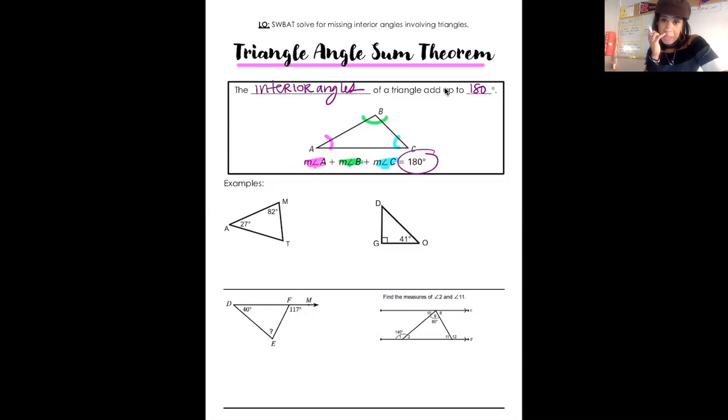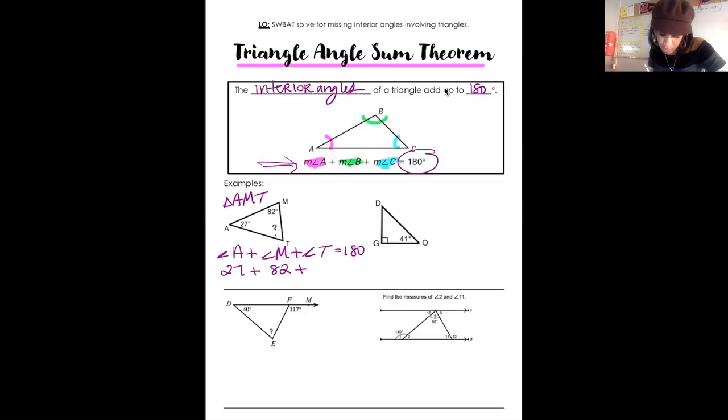Let's look at some examples, some basic examples. Here we have a triangle AMT. Again, you name the triangle by the vertices. And we're missing the measure of angle T. So what we can do is we can build an equation just like we saw up here. If we add together angle A plus angle M plus angle T, that should equal 180 degrees. Angle A is 27 plus angle M is 82 plus angle T, we don't know that one, so I'm just going to use a variable, T, equals 180.